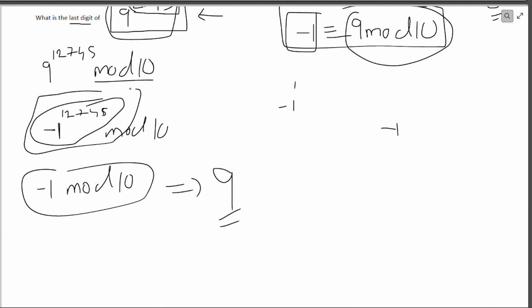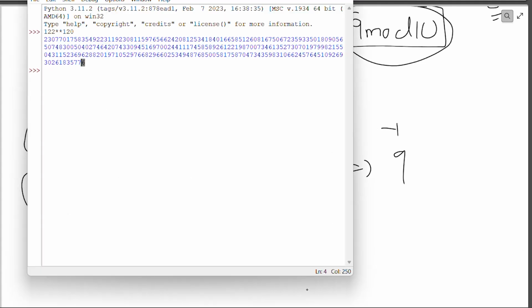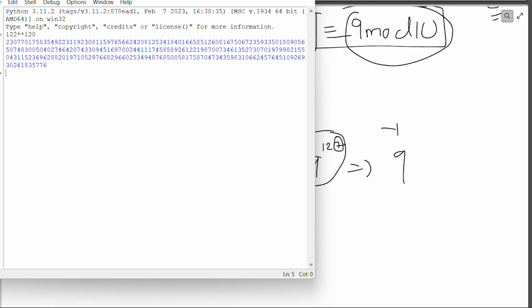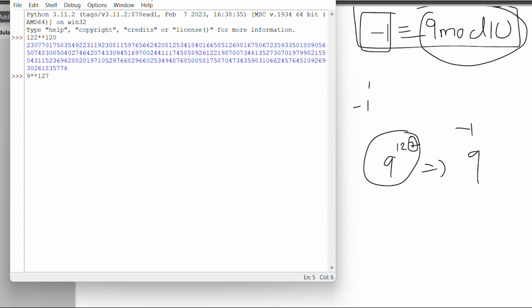Actually, this number is way too big to even calculate in Python. But if we had 9 raised to 127, which is also a very big number with an odd exponent, we would still find that 9 is the last digit. To verify that, let's check this. So we have 9 raised to 127, and you can see 9 is in fact the last digit.